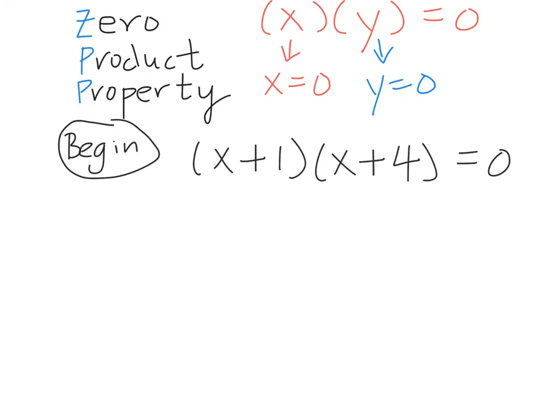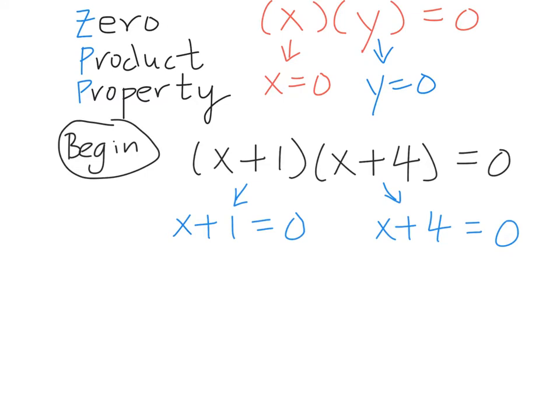Well, just like what we had here, the first parentheses we can make 0, and then we can also make the second parentheses equal to 0. Either one equal to 0 will make this entire equation true. So now I'm going to draw arrows. I can make x plus 1 equal to 0, and that will make the whole equation true. Or I can make x plus 4 equal to 0. And notice right now at this point we want to solve for x.